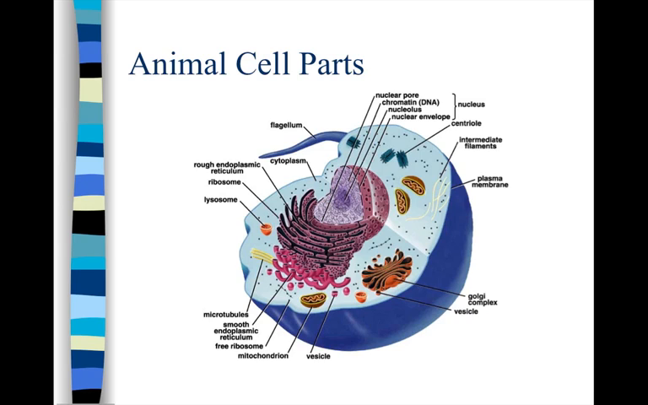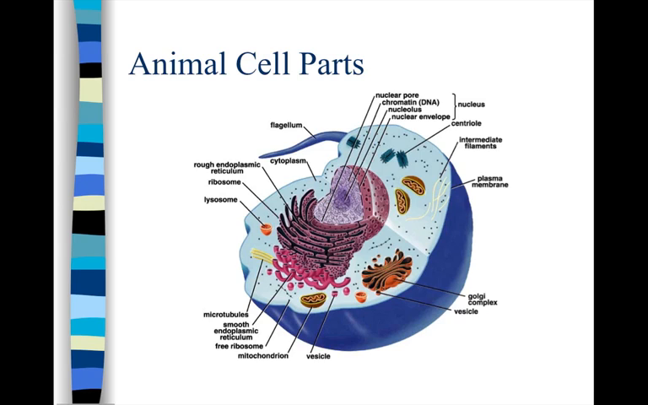Take a look here at all of the cell parts. You've been reviewing these in class. Notice this is an animal cell. In the very center, you have the nucleus. The nucleus is surrounded by the nuclear membrane, called the nuclear envelope in this picture. Inside the nucleus is the chromatin, the DNA, and the nucleolus.